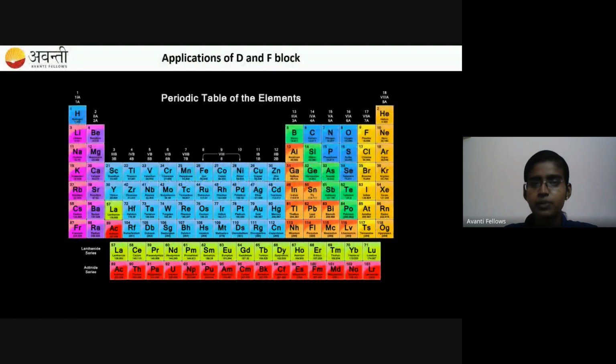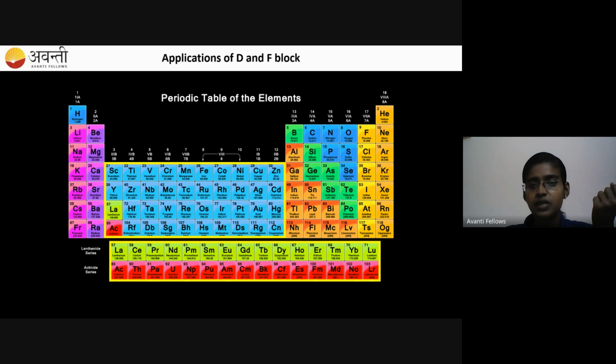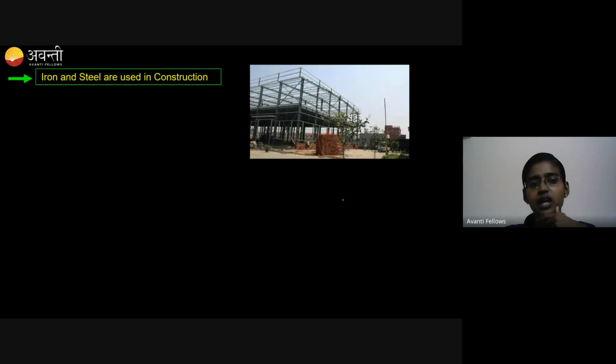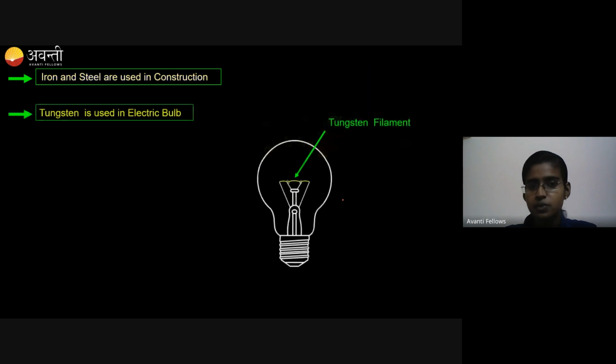So the next topic is applications of d and f block. What are the applications of the elements which we have studied in this lesson? This is the last topic of this lesson, applications. The first application is iron and steel, which are used in construction, as we all know. And tungsten is used in electric bulbs. What is the symbol for tungsten? W, right? In all electric bulbs, you can see the tungsten filament.